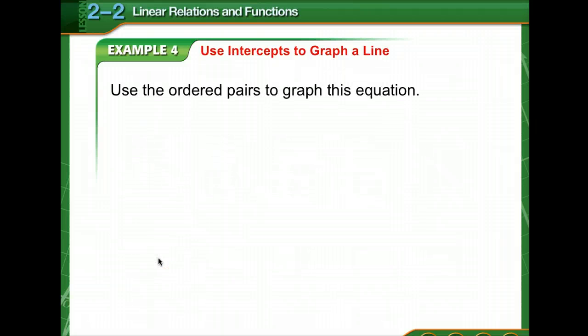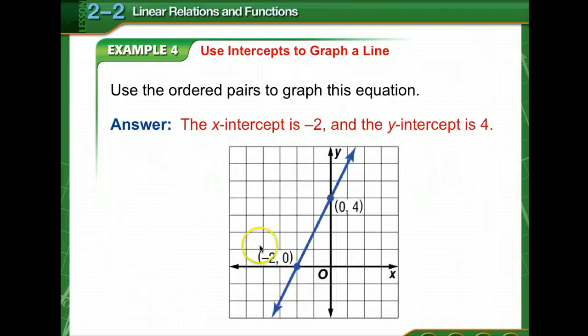Very good. Now we're going to use those two ordered pairs, negative 2, 0, and 0, 4, and we're going to graph those 2 points, and then we can graph the equation. So we can not only graph from slope-intercept form, but now we've learned how to graph using standard form, just substituting in zeros so we can see where it crosses.